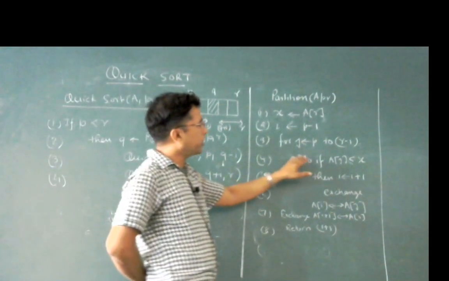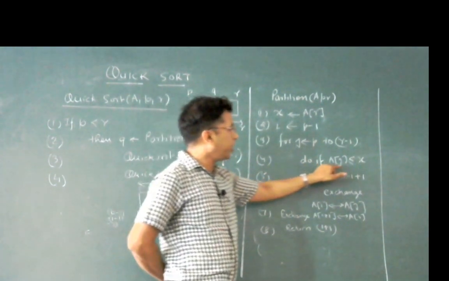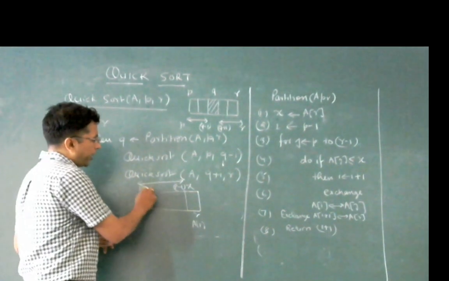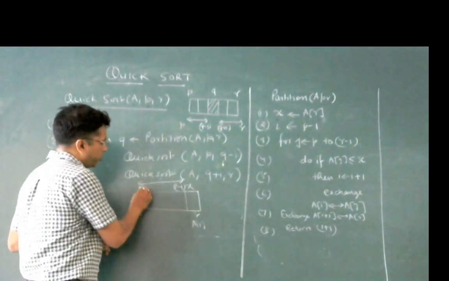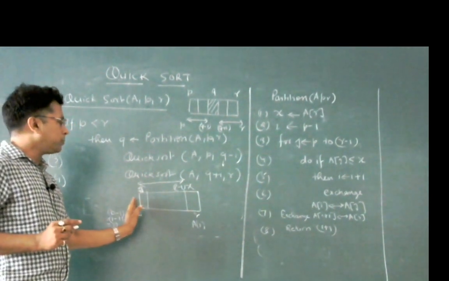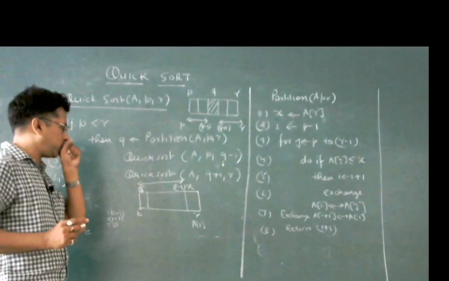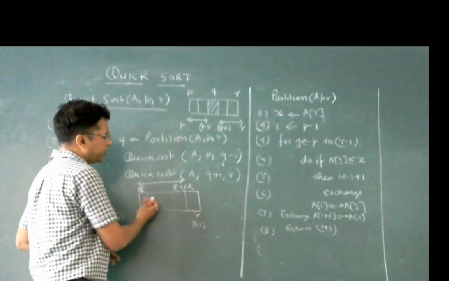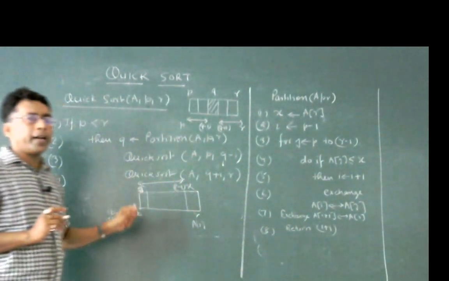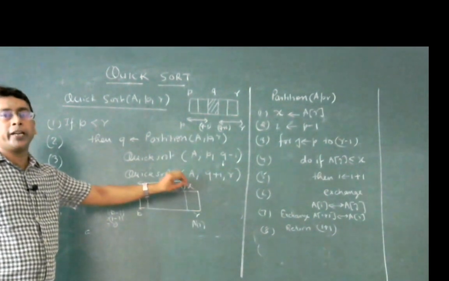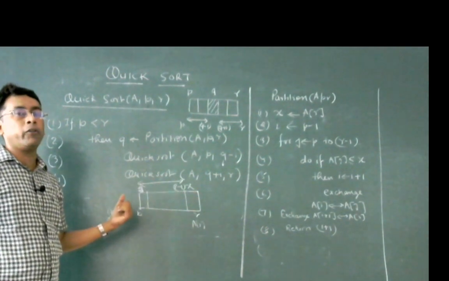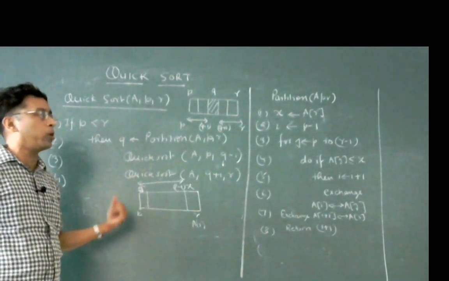And while traveling the whole array, if A j is less than x, we shall find out if there is an element, and the j variable will move from the starting of the array to R minus 1. We shall check if there is an element on the left hand side which is smaller than x. So in simple words, the element that you have taken as pivot at the end of the array, we shall find out on the left hand side of it if there is any element which is smaller than that.